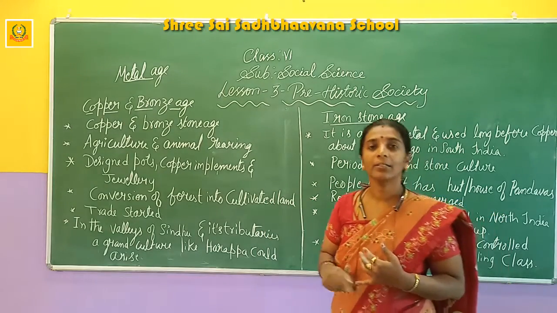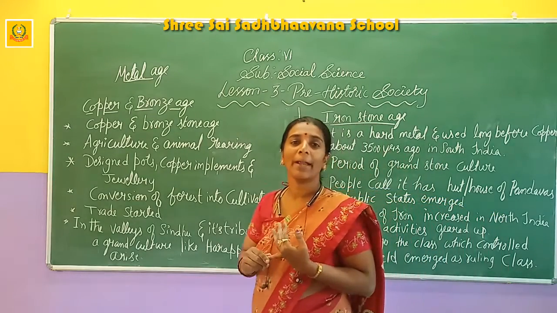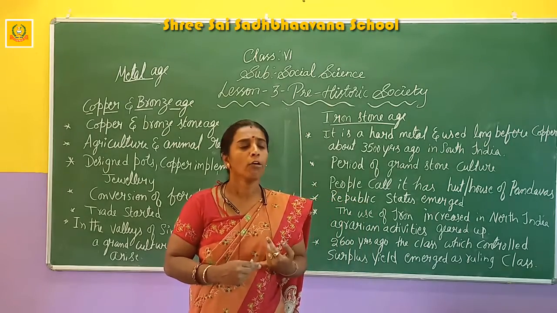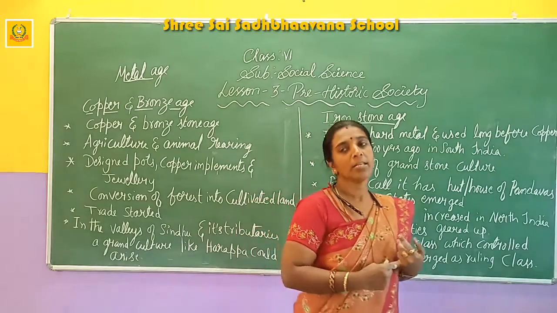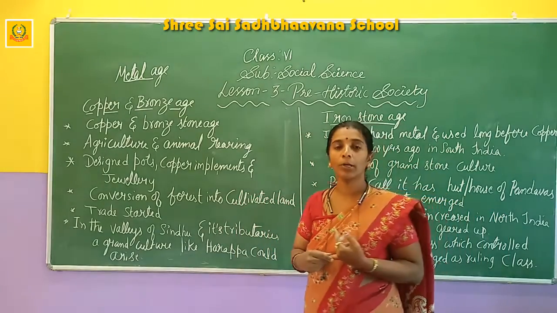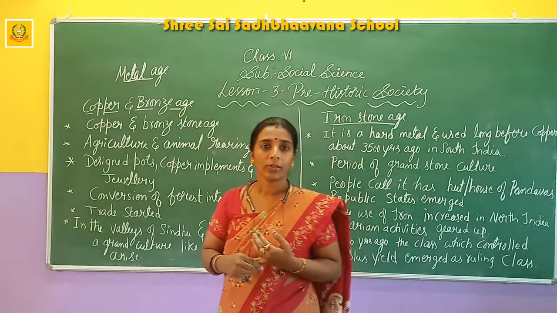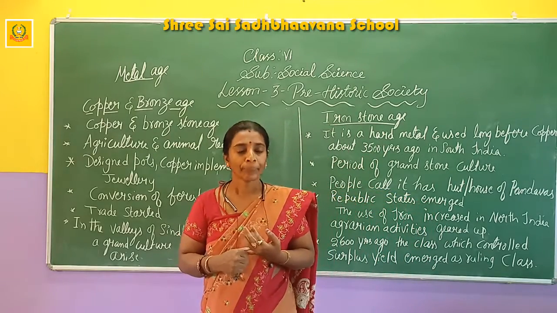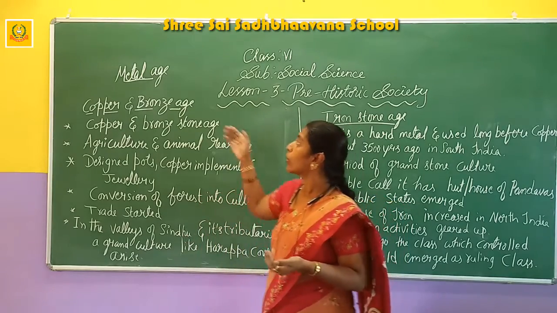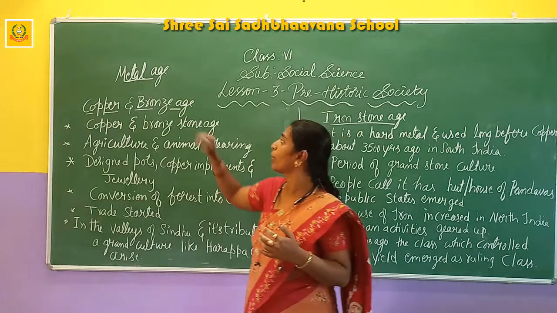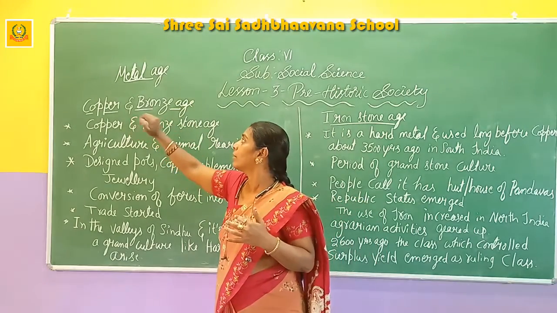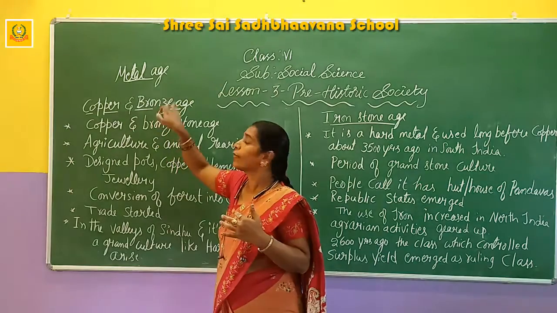they mixed tin and copper and produced a new metal called bronze. Bronze is an alloy. What do you mean by alloy? Alloy means the mixture of two or more metals. Okay. So bronze is an alloy. Children, when we come to Copper and Bronze age, you understood how bronze is produced. That is, the mixture of tin and copper led to the production of bronze.